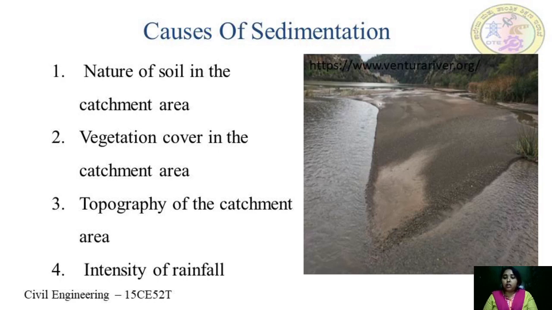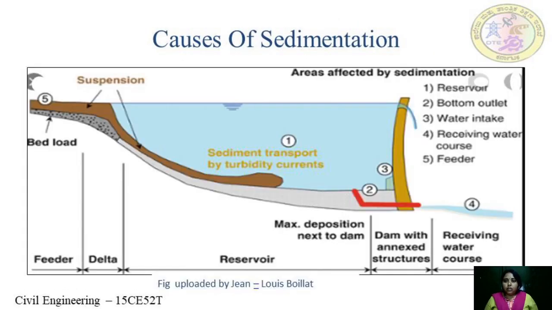And next, coming to the intensity of rainfall. If the intensity of rainfall is high, the discharge in the river is increased and the sediment load is also large in this case. In this image, you can see how the sedimentation is caused here. That is, this is a schematic drawing of sediment transport by a turbidity current inside a reservoir and the type of sediment deposits and its affected areas.